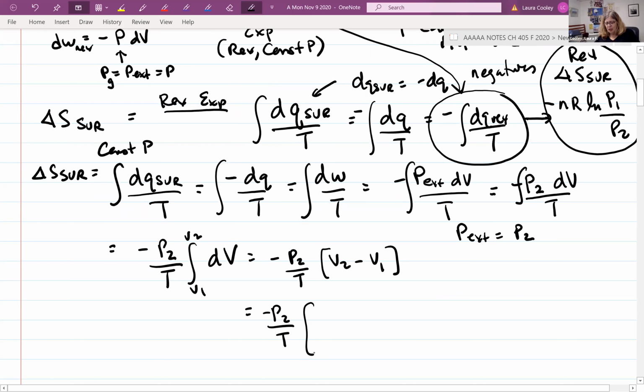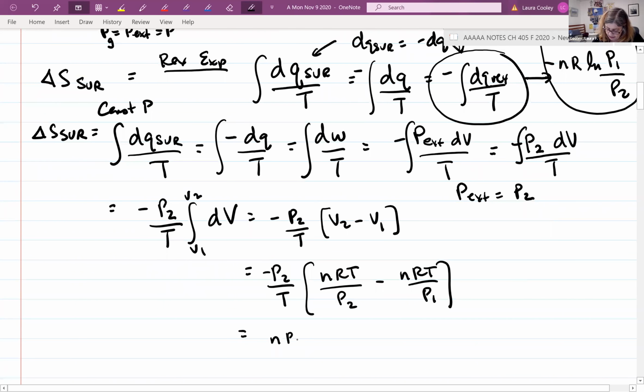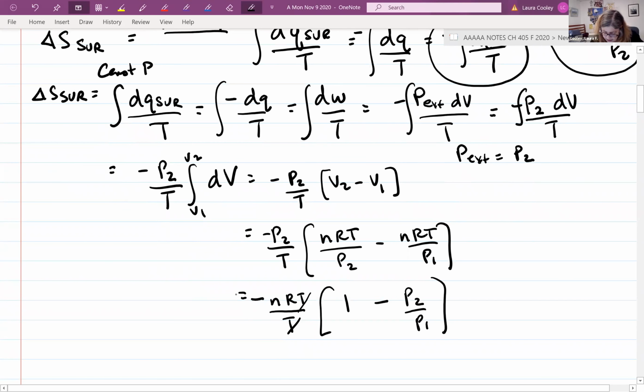And this should look somewhat familiar because it's within a factor of T of what the work was when we did it for the constant pressure case. I'll show you, this is nRT over P2 minus nRT over P1. And then we factored out the nRT, but now we're dividing by T, so we'll be able to cancel that. And this becomes 1, right? The P2 goes inside, minus P2 over P1. And did I forget a negative sign? Yeah, I did.